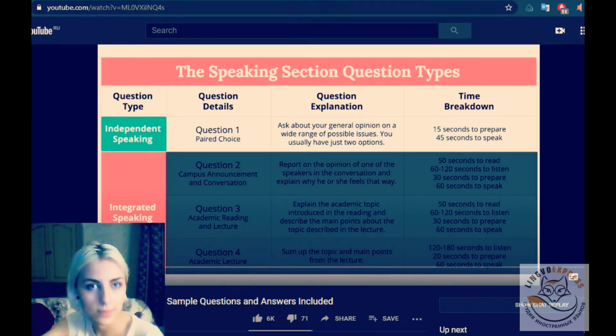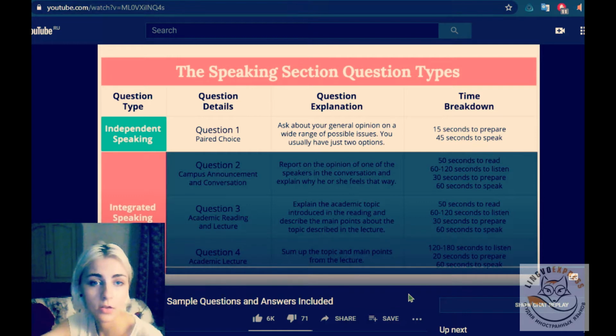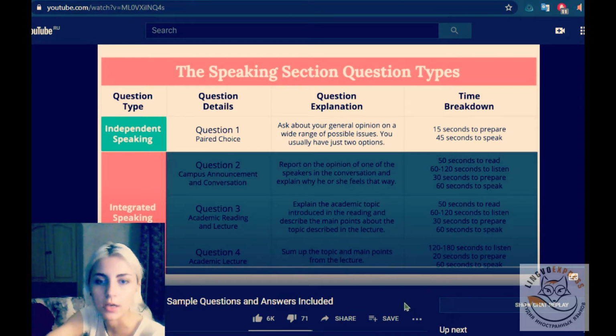With independent speaking, the situation is different. It's the first question. This is like a warm-up question, I would say, but it's still counted as an answer to the question, so they will be evaluating it. So when you answer it, you should be very good with it. Basically, it always asks you about your general opinion on a wide range of possible issues. It could be a general question on some topic that has two ways of asking you. The first would be, what is your opinion on this? And you have 15 seconds to prepare and 45 seconds to speak.